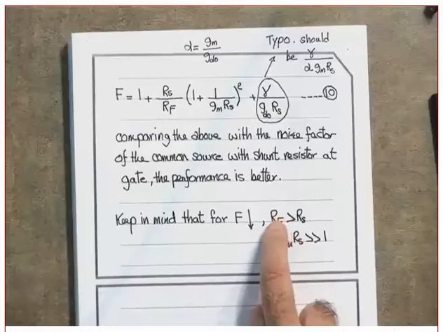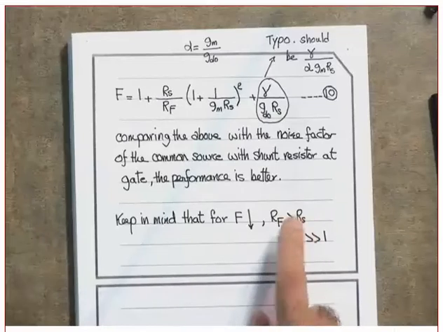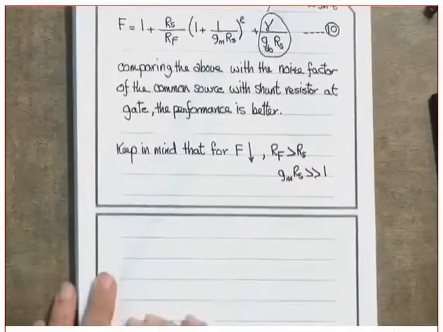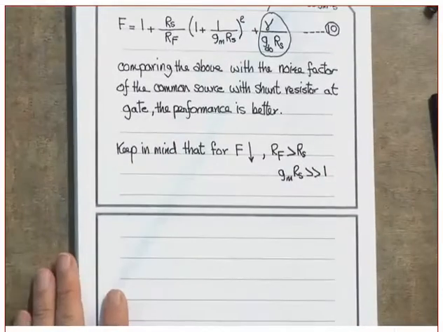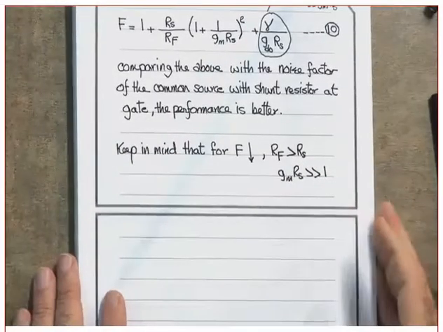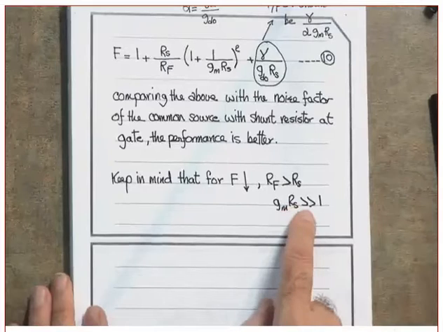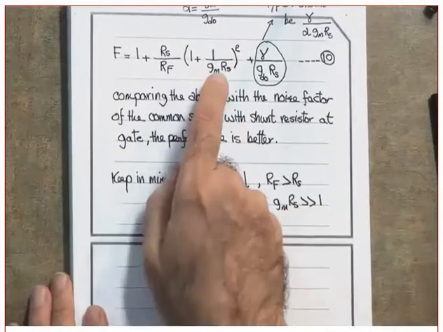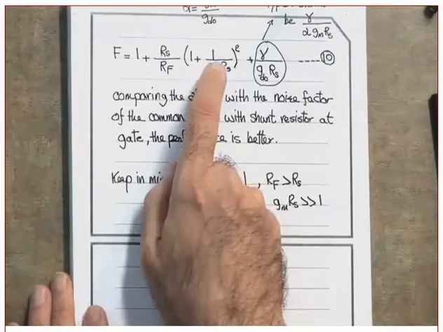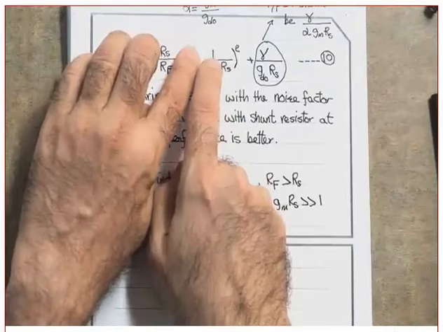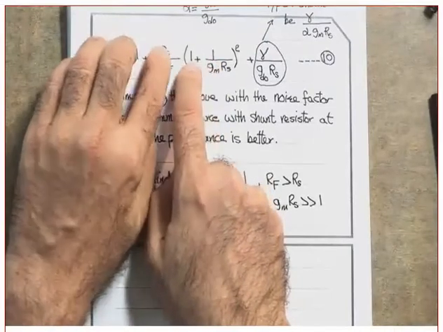Now, in here also, what we found is that the noise figure can be dropped down if we assume RF is greater than RS and gm RS is much, much greater than 1. Clear? By the way, if gm RS is much, much greater than 1, what can you tell me about this term, just this term? Negligible. You follow me or not? So you end up with 1.